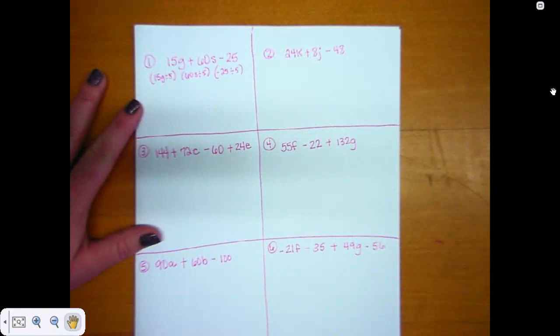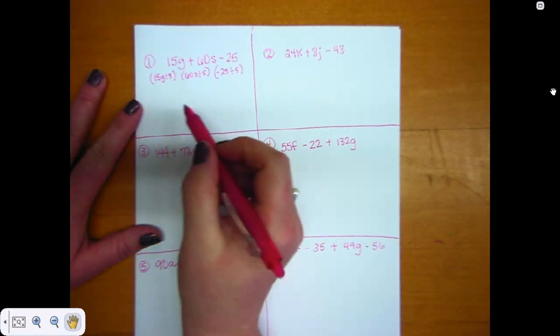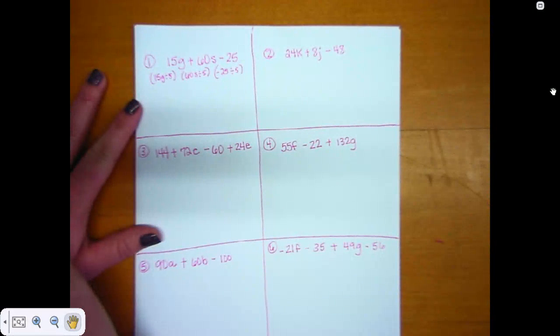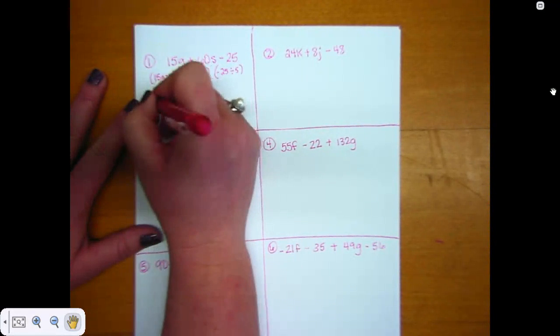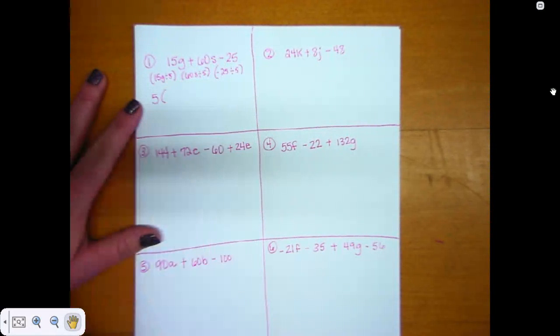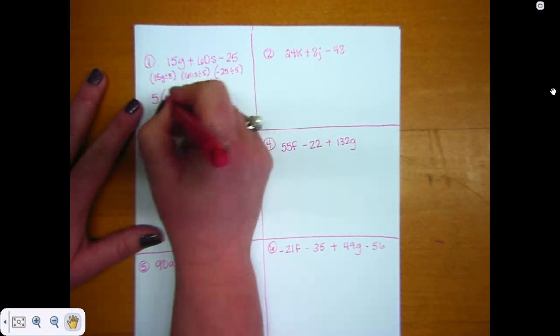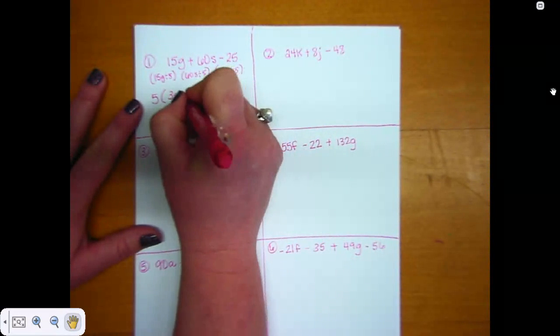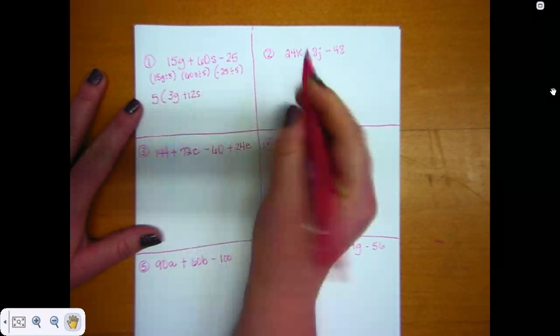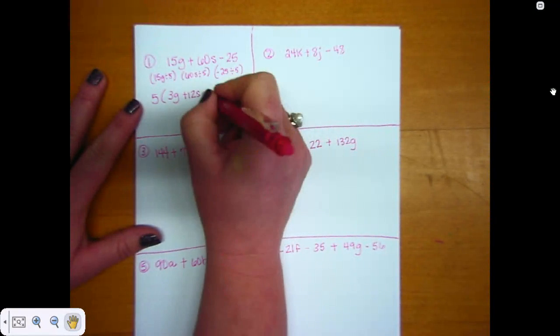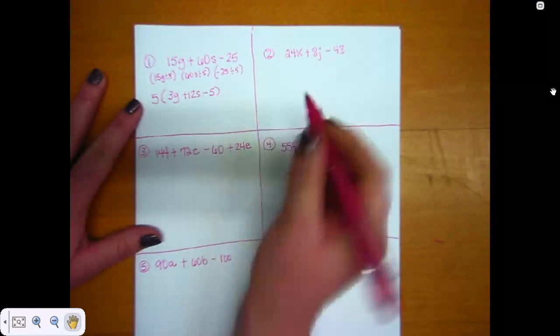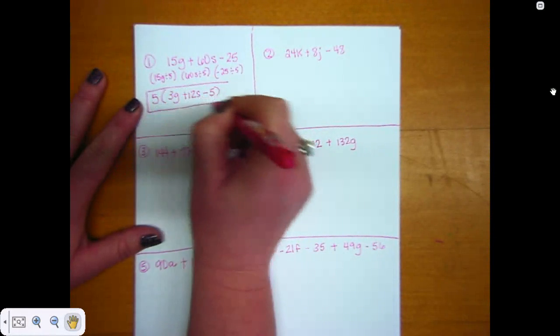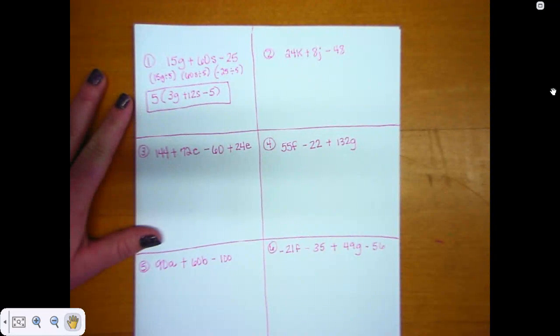And remember, factoring is just backwards distributed property. So our answers should look more like we're going to distribute. So what is our common factor? It is 5, so it goes on the outside of the parentheses. 15G divided by 5 would be 3G. 60S divided by 5 would be positive 12S. And negative 25 divided by 5 would be negative 5. So this is my answer. I turned it back into distributed property.